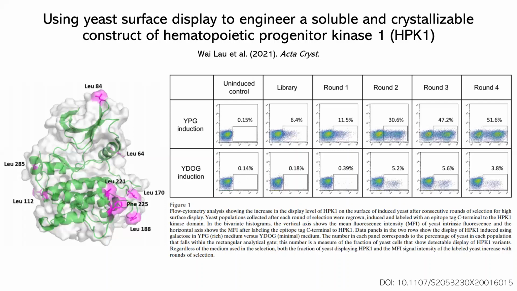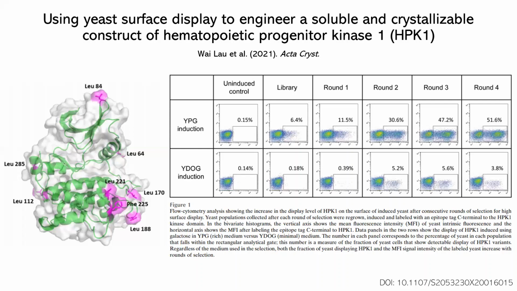The top row here is just cells expressed in rich media, and the bottom is in minimal media. So after this 4th round of sorting, the enriched variant plasmids were recovered and purified and sequenced. And the sequencing showed that there were 16 variants that had unique combinations of mutations at 2 different aggregation-prone sites.